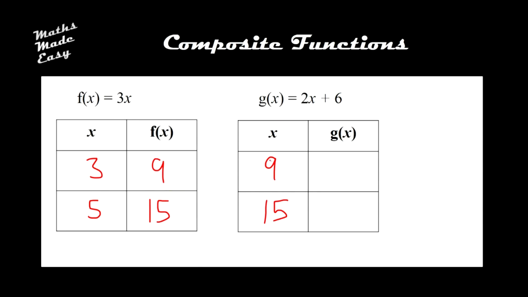So if x is 9, I need 2 lots of 9 plus 6 if I'm going to do g of x. 2 9s are 18, add 6 is 24. And 2 15s are 30, add 6 is 36.